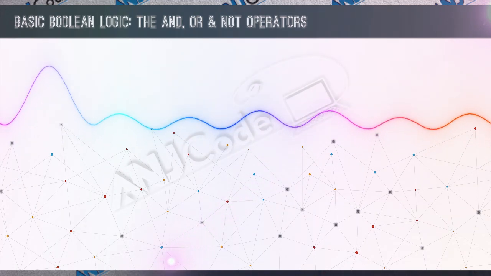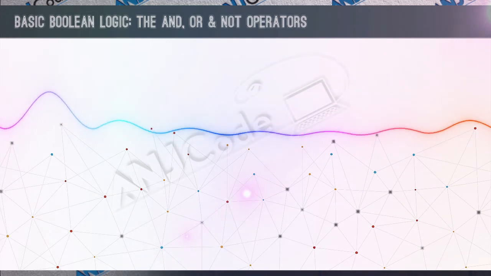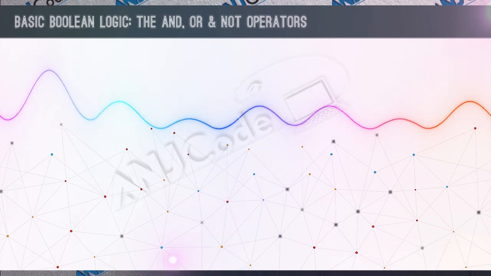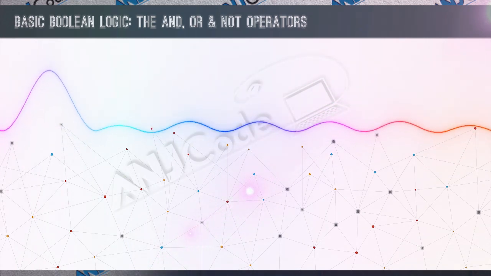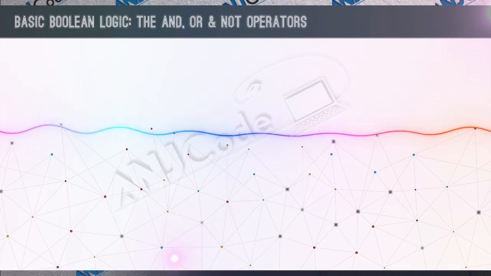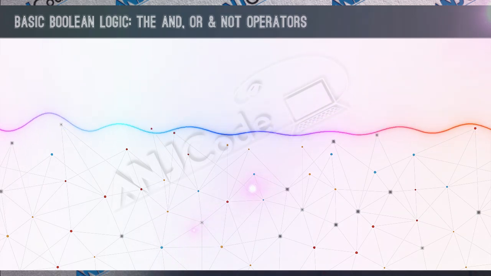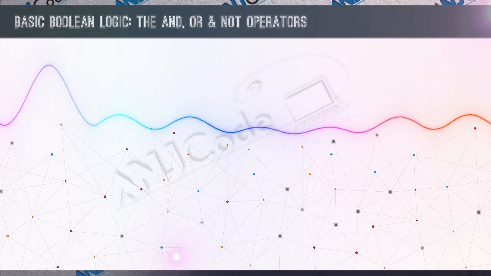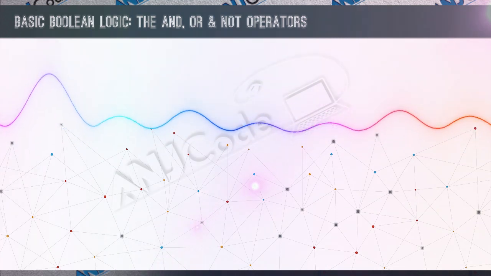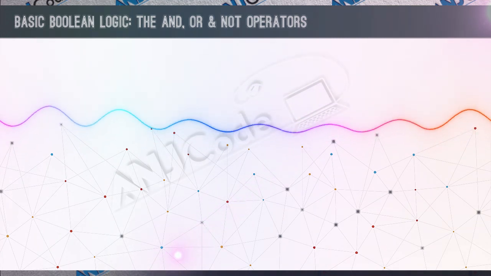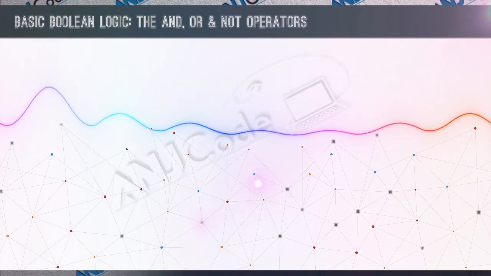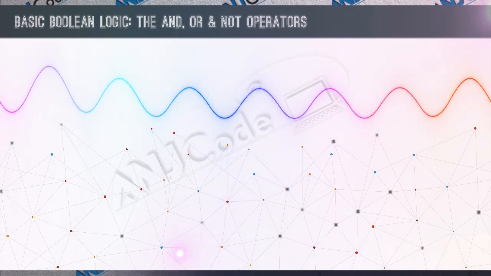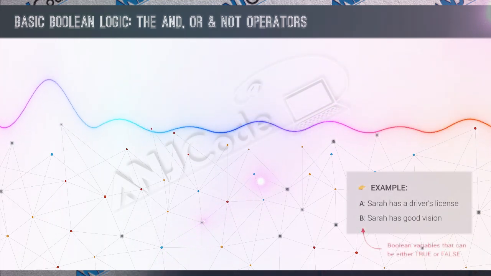Now we're only gonna scratch the surface here and talk about the most basic logical operators, which are the AND, OR, and NOT operators. And note that Boolean logic is actually not specific to JavaScript. This is all true for all programming. But anyway, let's now understand how these operators work and use an example to illustrate it.